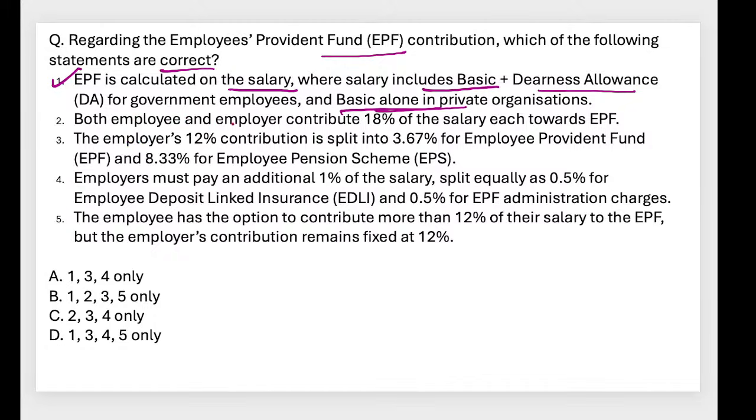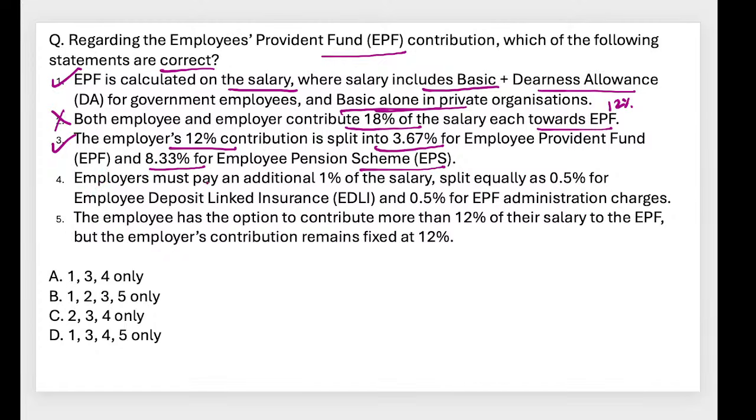Second one: both employee and employer contribution is 18% of the salary toward the EPF. So when it comes to EPF, it is how much? 12%. It should be 12%. That is wrong here. Then the next one: the employer's 12% contribution is split into 3.67 for employee provident fund and 8.33 for employee pension fund and all. This is true, the third statement is true.